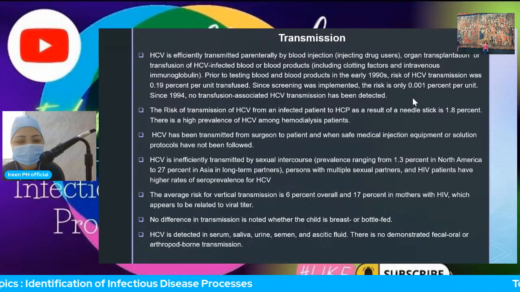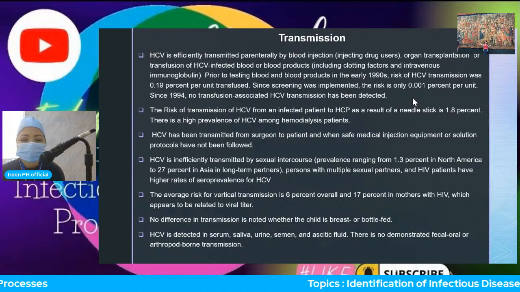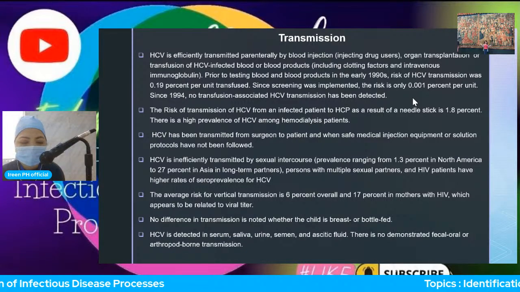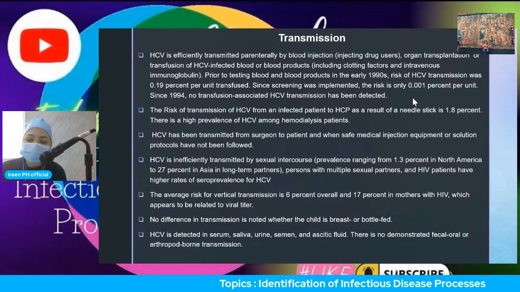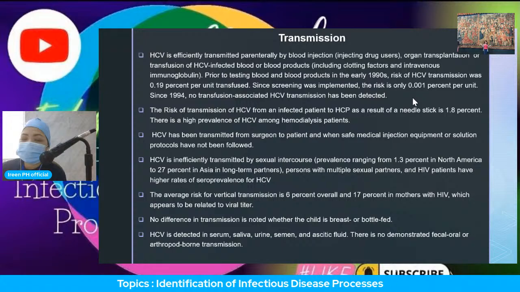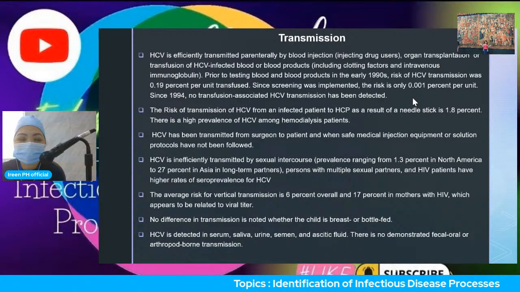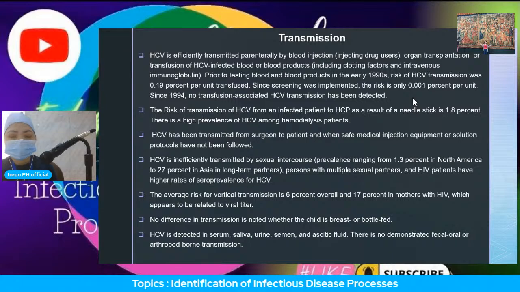Hep C virus is detected in serum, saliva, urine, semen, and ascitic fluid. There is no demonstrated fecal-oral or arthropod-borne transmission. Fecal-oral transmission is what we mentioned in Hep A.